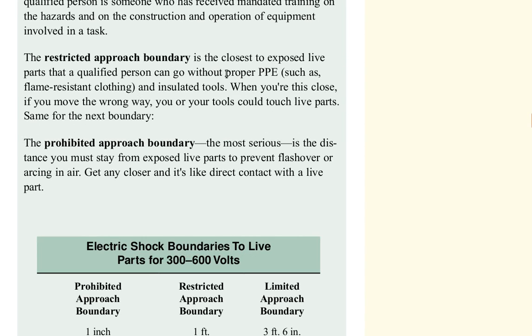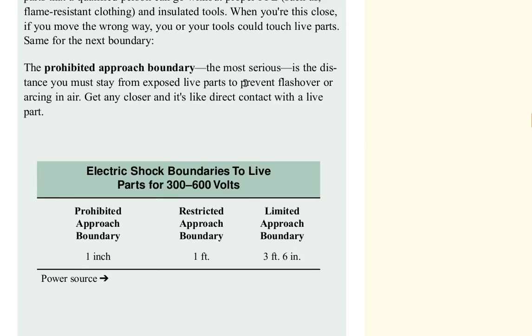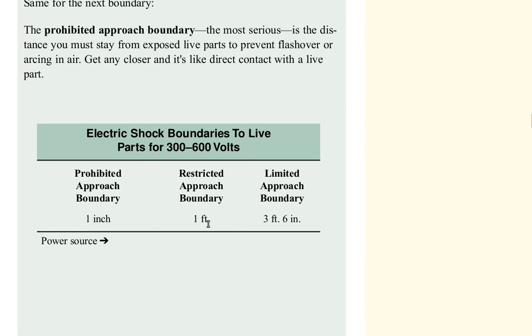The restricted boundary, which is the closest to the exposed live parts a qualified person may go without proper PPE, is 1 foot and no closer. But the prohibited approach boundary is very close. The distance you must stay from exposed live parts to prevent flashover or arcing in the air is 1 inch.